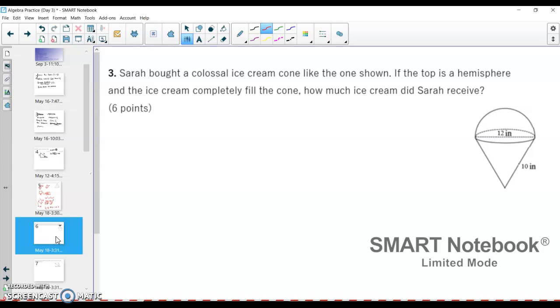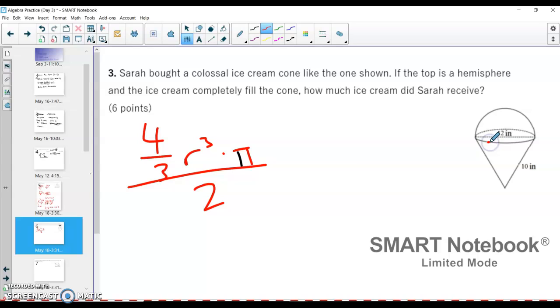Now, there are 2 pieces to this ice cream cone. There is a half sphere or a hemisphere, and there is a cone. To do the hemisphere, we are going to use 4/3 r cubed times pi, the equation to represent the volume of a sphere, and we're going to divide that in half.